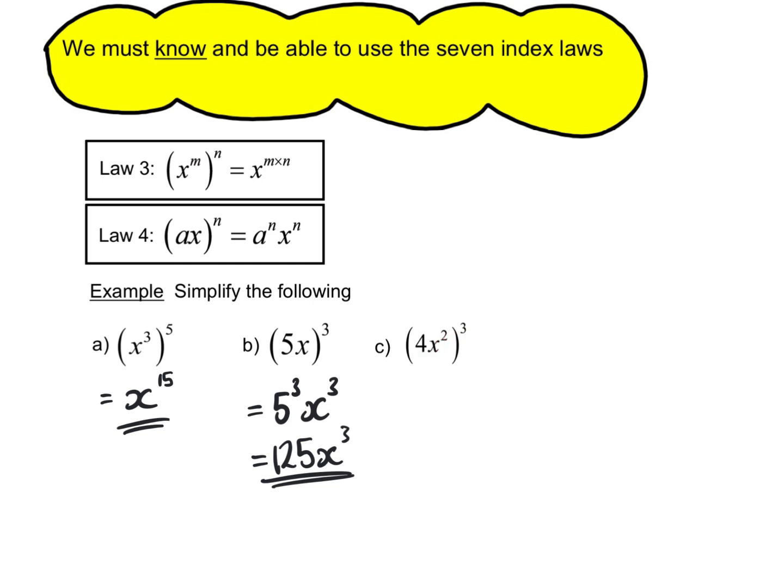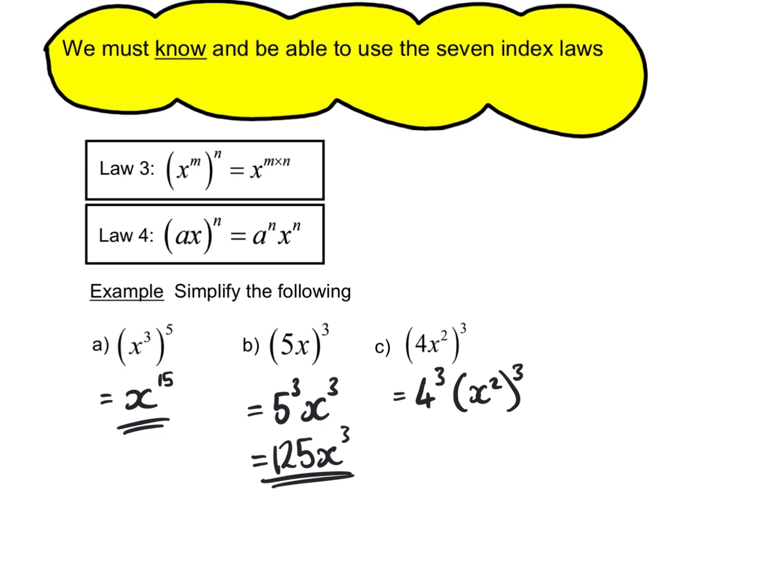So let's have a look at this. Using this law here, the 3 goes onto the 4, so that's 4 to the power of 3. And then the other part here is x squared. That's also got to go to the power of 3. So what I have then is x squared also to the power of 3.